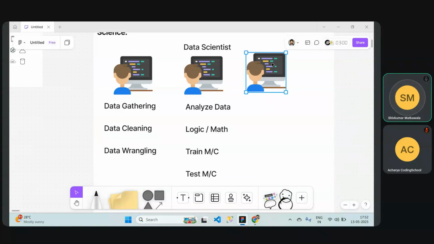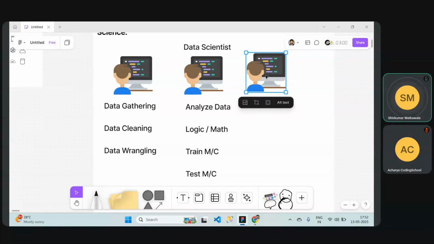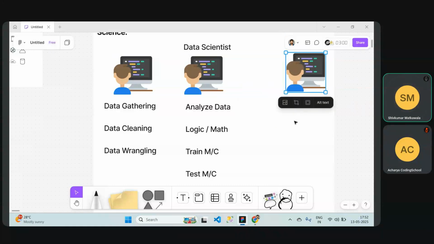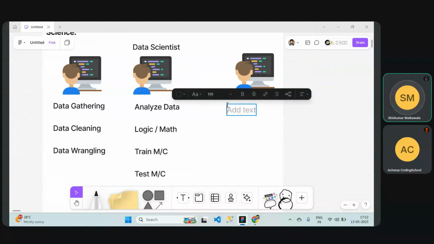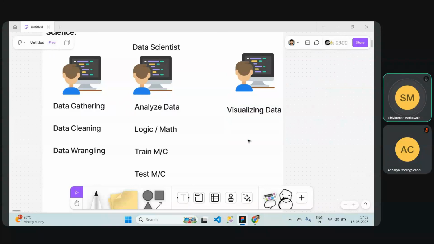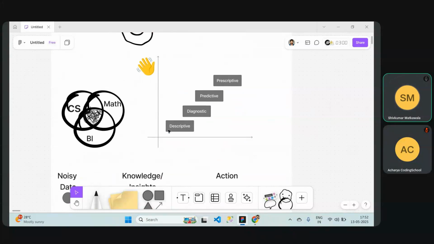Then the next guy that comes is an analytics engineer. This guy's responsibility is smaller, you can say. Just visualizing the data. Data visualization comes under the data analytics people, and they will do visualization. So this is what we have done, guys. Let's understand. If you have a data, let's take an example.